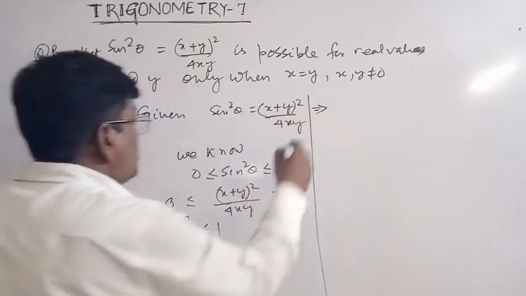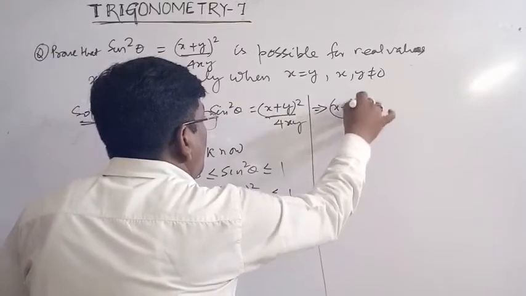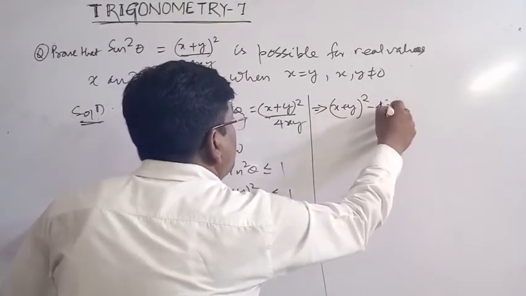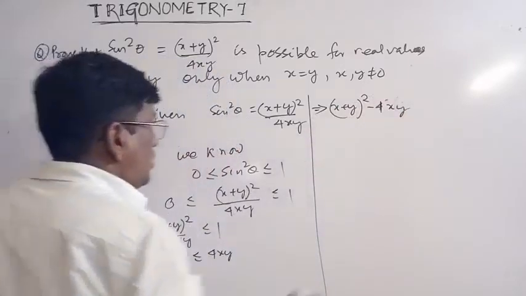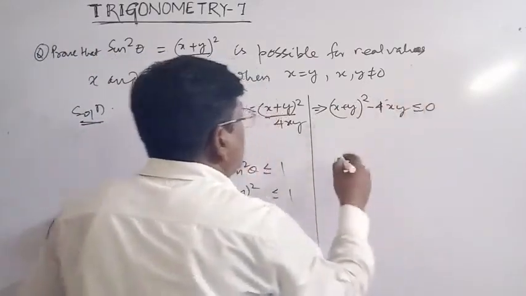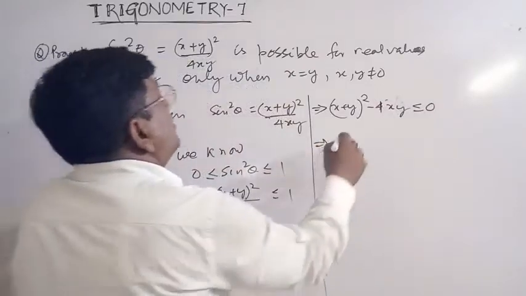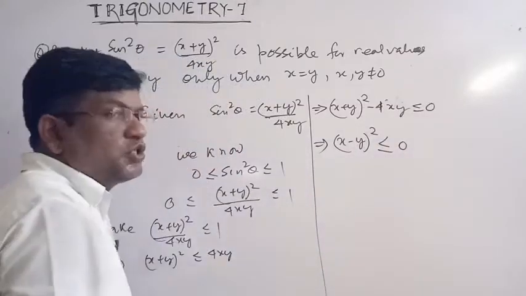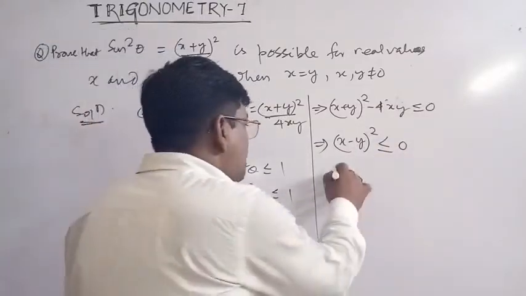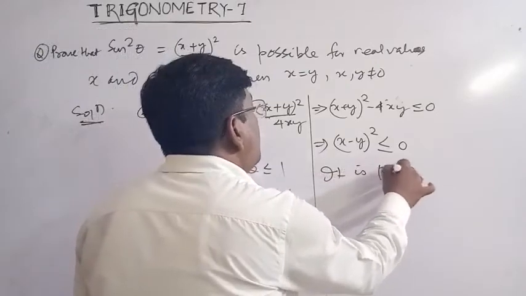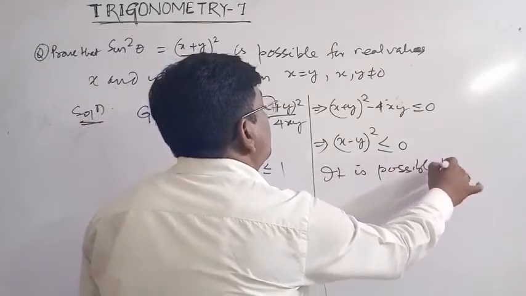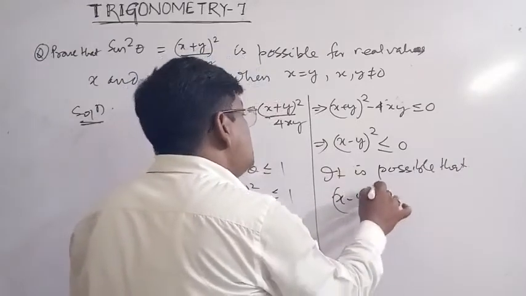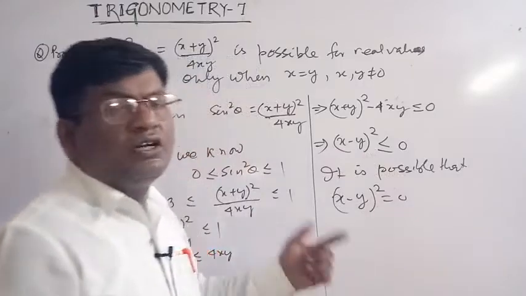That implies (x plus y) whole square minus 4xy is less than or equal to 0. This is (x minus y) whole square less than or equal to 0. Any number square cannot be negative. It is possible that (x minus y) whole square may be equal to 0, but not less than 0.